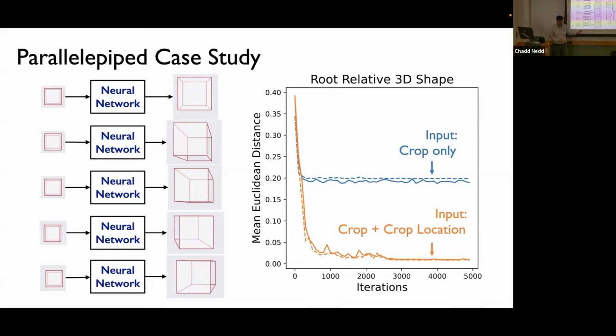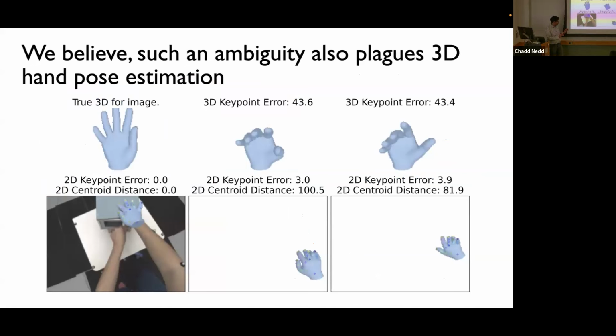Okay, good. We believe such an ambiguity also plagues 3D hand pose estimation. When you take crops as input, the front hand is in the top part of the field of view of the camera, even though it is flat. This is the true shape. The fingers appear foreshortened because of this. I could have the same hand in the bottom right corner, but if the fingers were straight, the fingers would appear bent and you get pretty low 2D keypoint error, but pretty high 3D keypoint error, right? So this is perhaps at play.